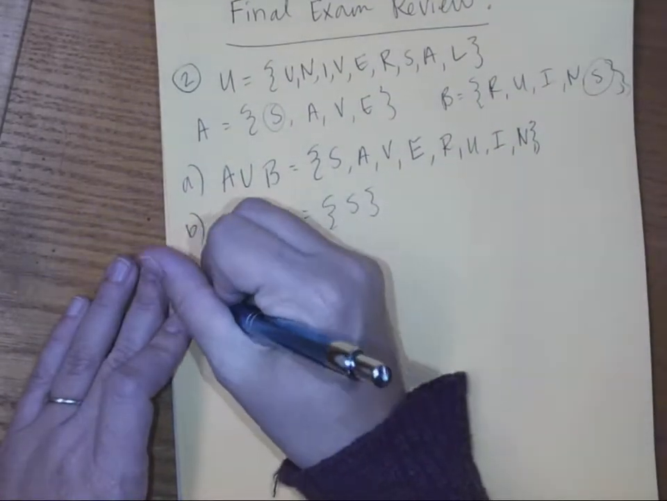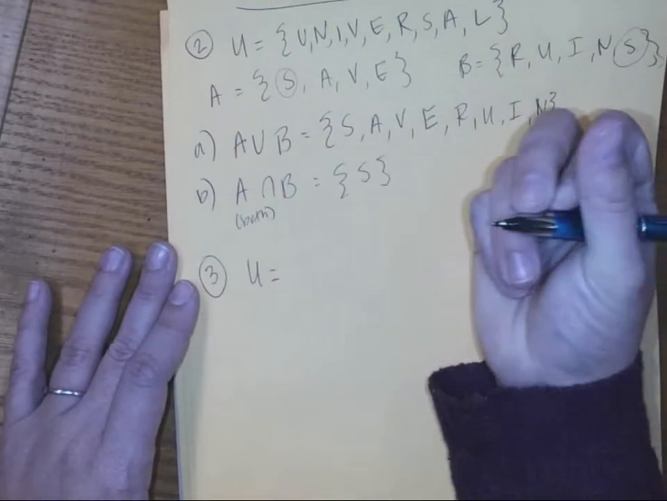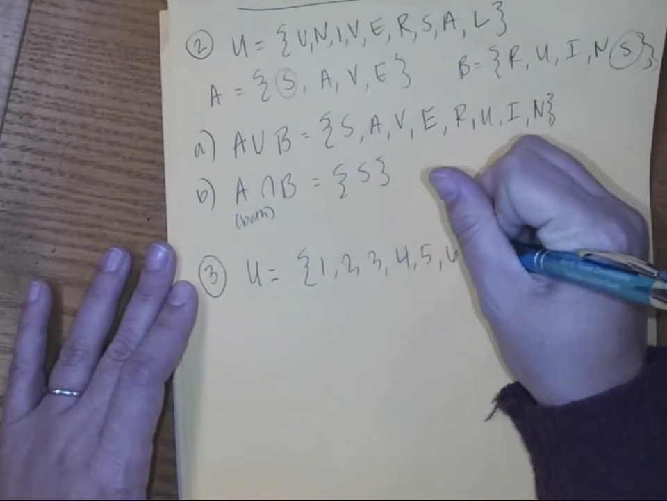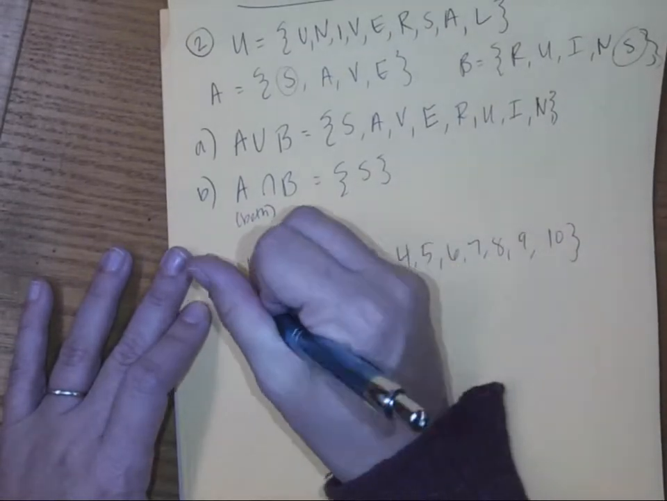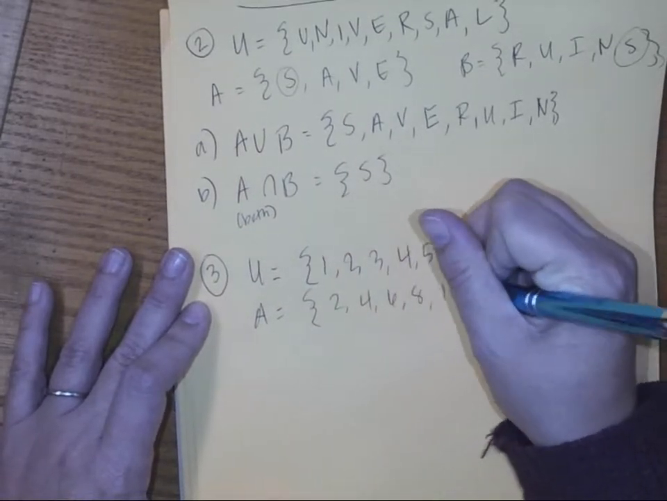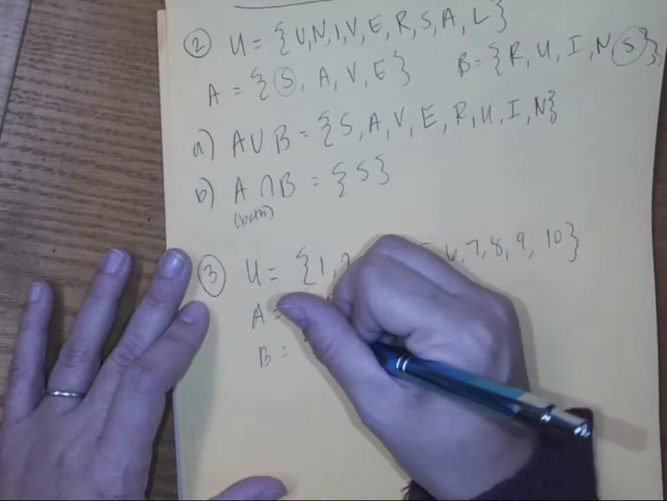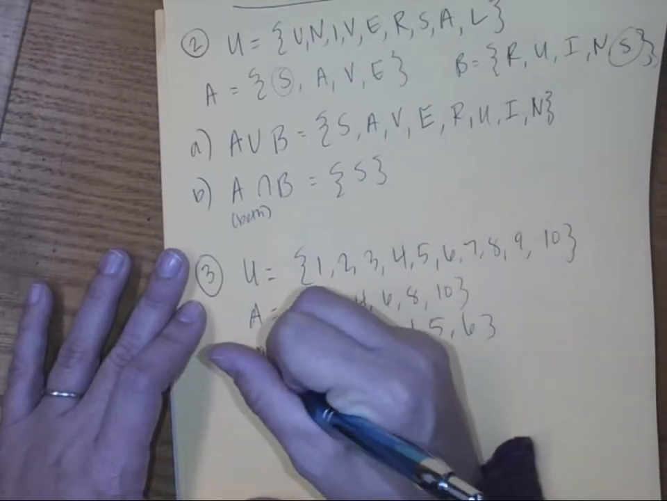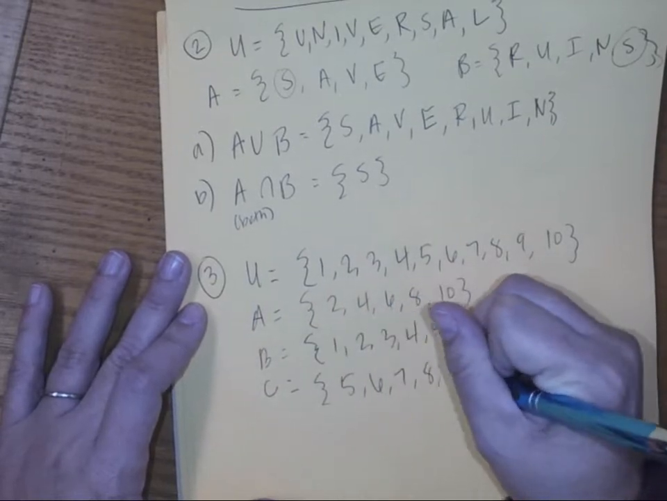Okay, for number 3, it says the universal set U is integers 1 through 10. So that'd just be 1, 2, 3, 4, 5, 6, 7, 8, 9, 10. Set A is our even numbers 2, 4, 6, 8, 10. Set B is the numbers 1 through 6: 1, 2, 3, 4, 5, 6. Set C is 5, 6, 7, 8, 9, 10.